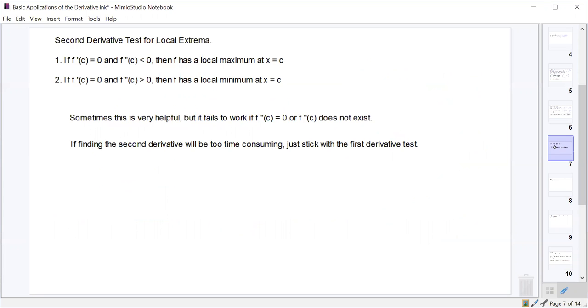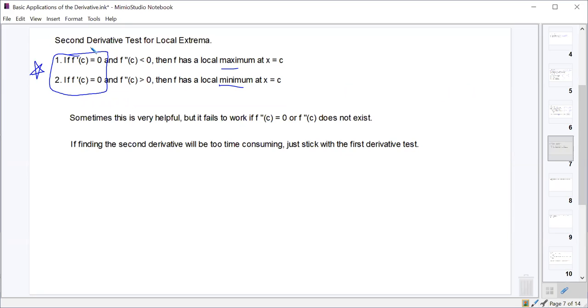Great. All right. We also have the second derivative test for local maxima and minima. If at a place where the first derivative is 0, and this only works if the first derivative is 0 at that c value or that x value, and the second derivative is negative, it gives us a max. If the second derivative is positive at that value, it gives us a min.